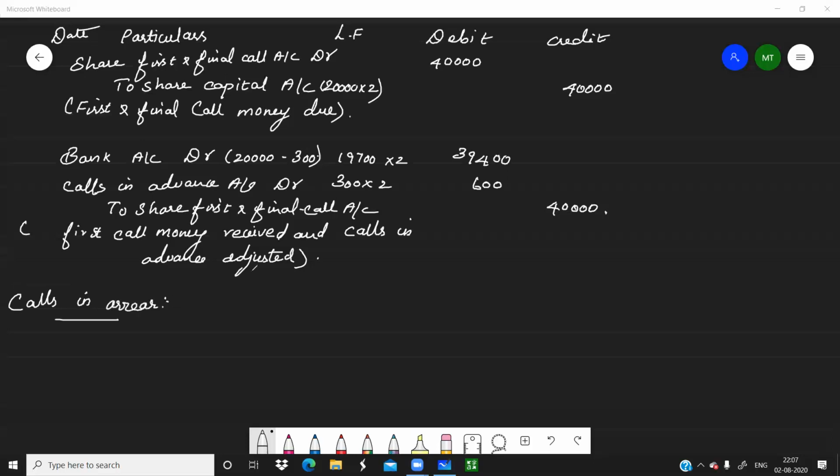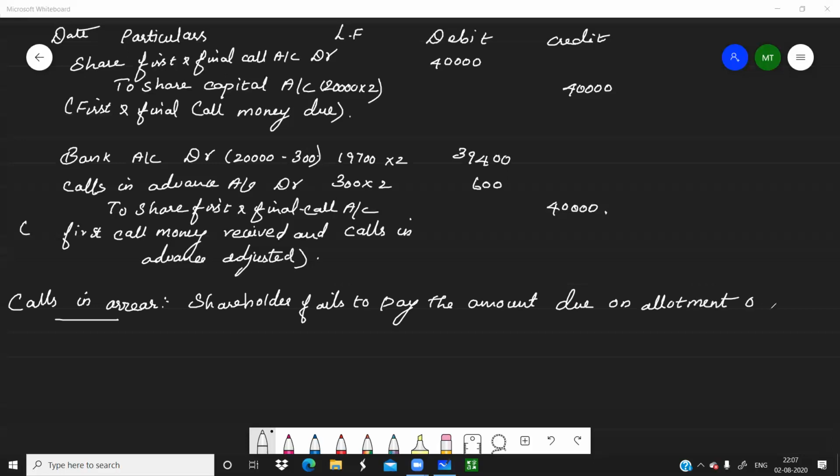Calls in arrear. The shareholder fails to pay the amount due on allotment or on calls இருக்கலாம் or allotment இருக்கலாம். ஓகேமா, that's all. Fails to pay தான் முக்கியமான word.